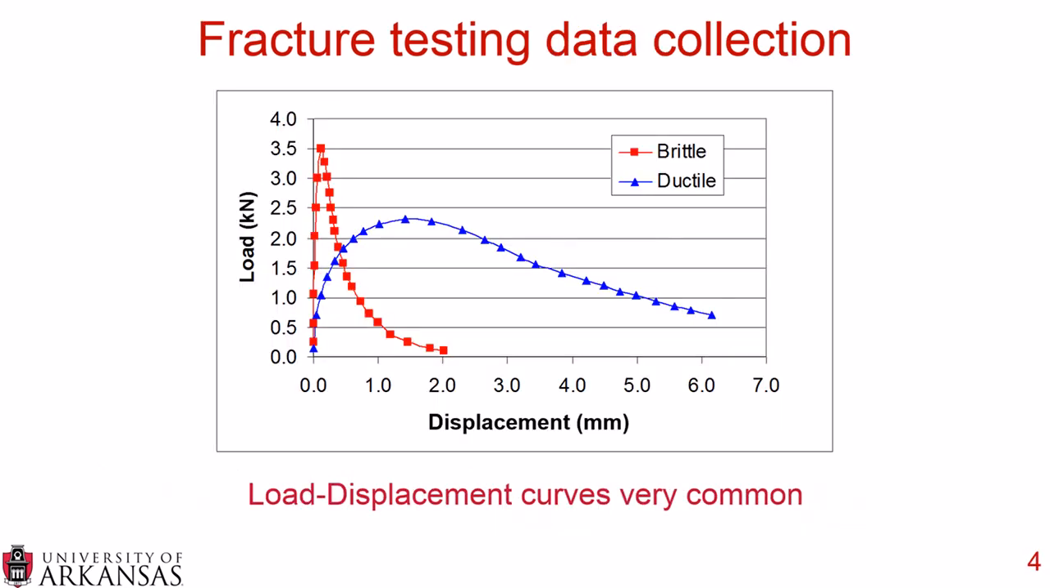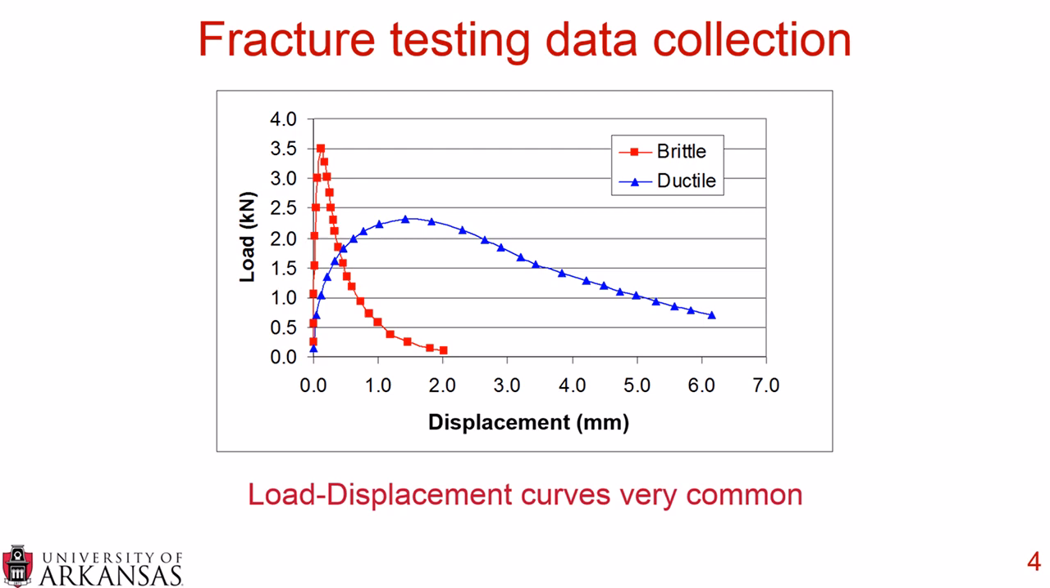And you can see here some examples of curves that we can collect when running fracture tests. And these load displacement curves are very common. Now, for example, we have two different materials here, an asphalt concrete that acts in a more brittle behavior. You can see this material has a higher peak load but a shorter displacement, whereas a ductile material has a lower peak load but a much larger displacement. And this is just one way that we can capture data while running a fracture test in the lab, these load displacement curves.